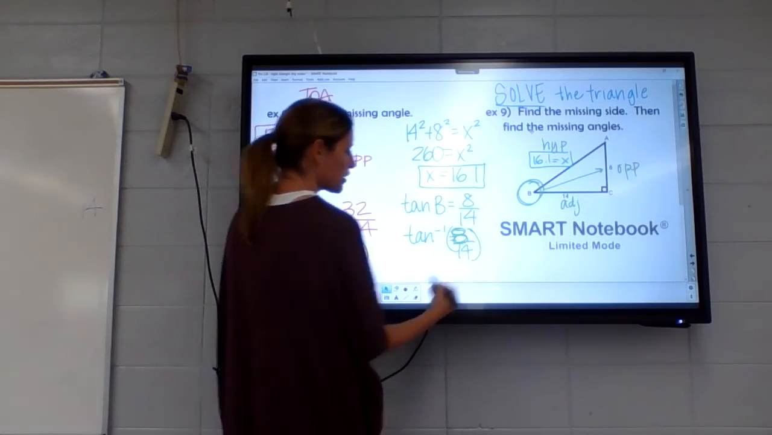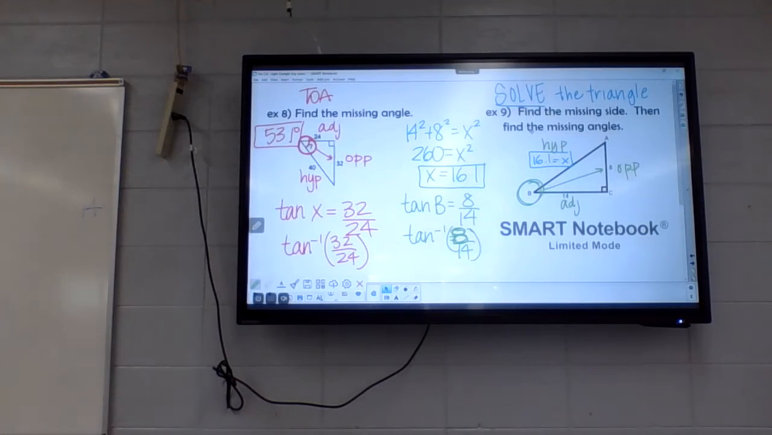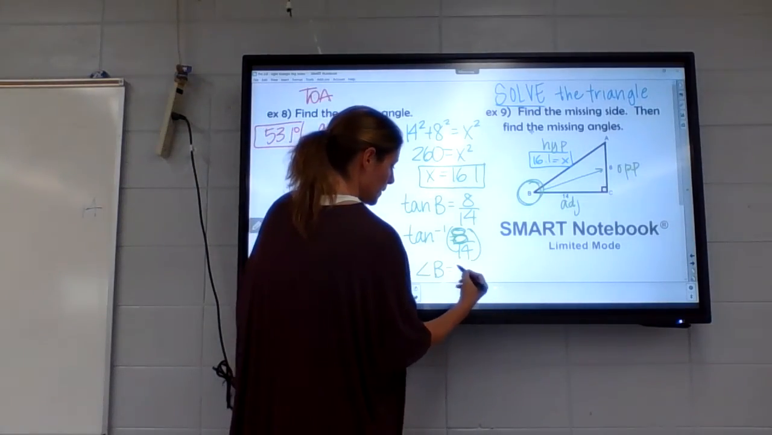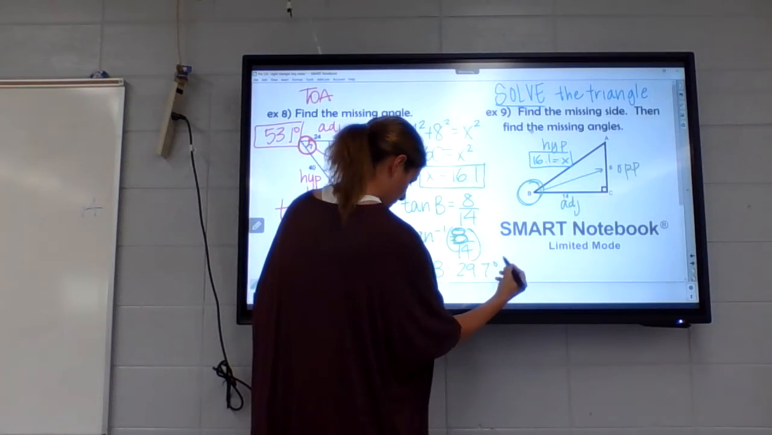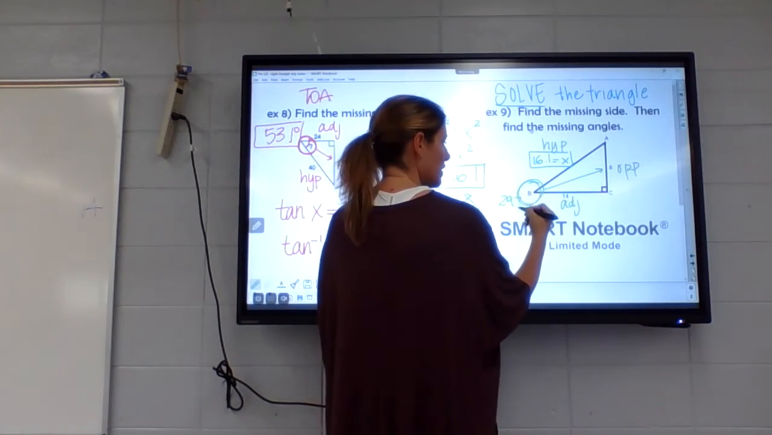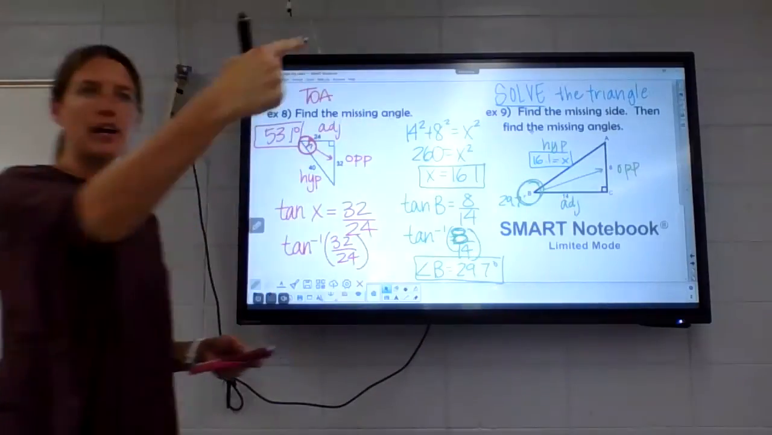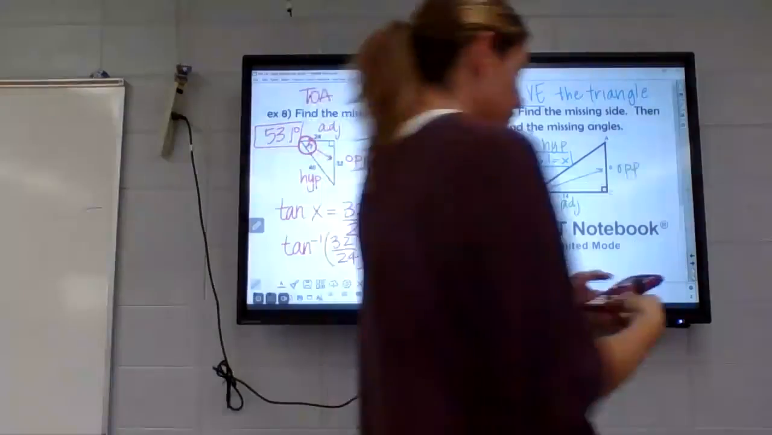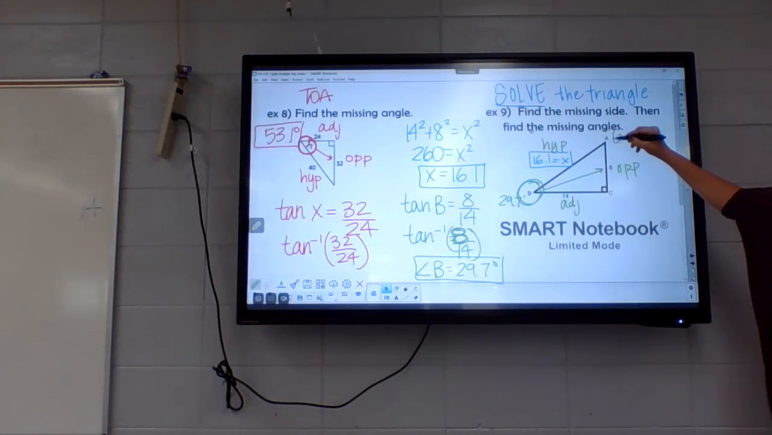It should be 8 over 14. Inverse tangent of 8 over 14 will give us that angle. And so that's like 29.7 for angle B. Once I know angle B is 29.7, I should be able to find the other angle. And that's what solving means, I'm just finding all the information. So this is like 60.3 over here.